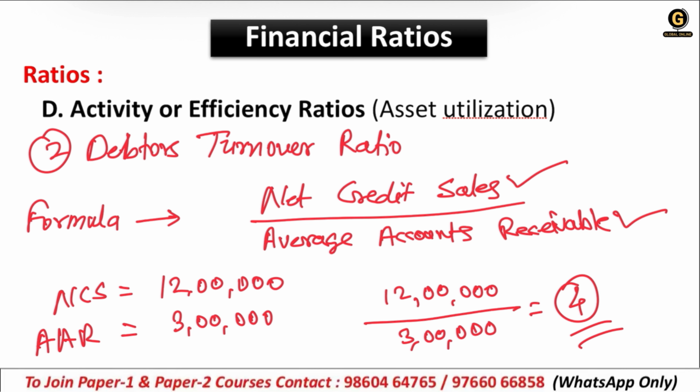The 4 means the receivables are collected 4 times in a year. So with credit sales of 12 lakh rupees and average receivables of 3 lakh rupees, you have 4 times average accounts receivable as net credit sales. That means it is profitable, with faster collection. The company is collecting fast, and the cash flow is very positive. So the higher the answer, the faster the collection. Clear?